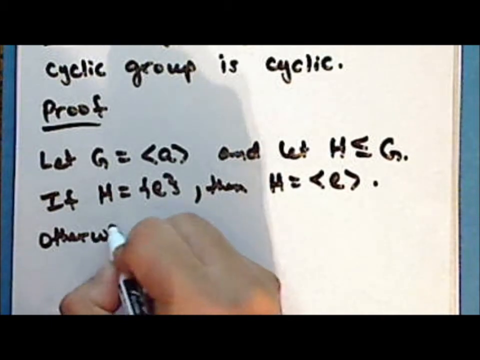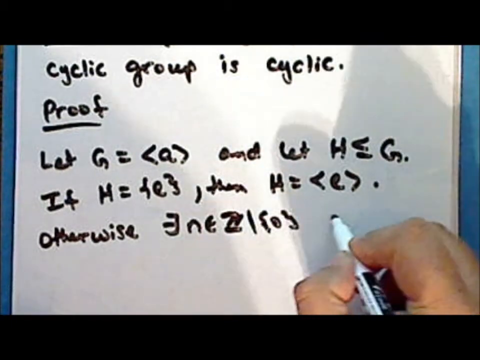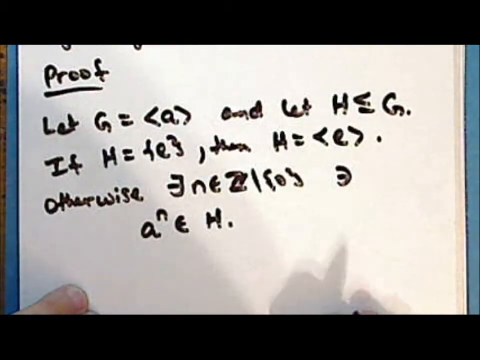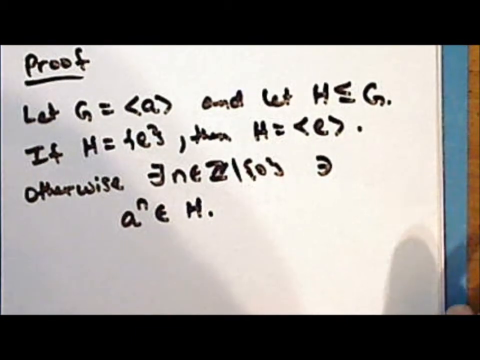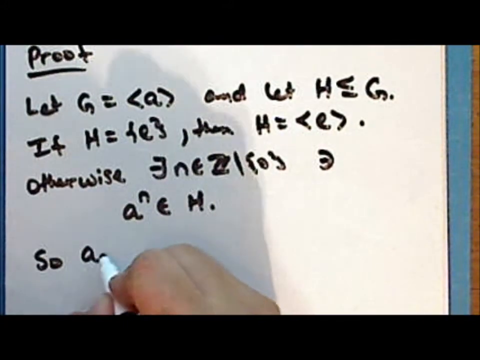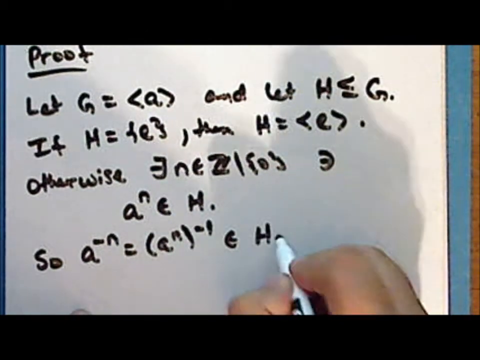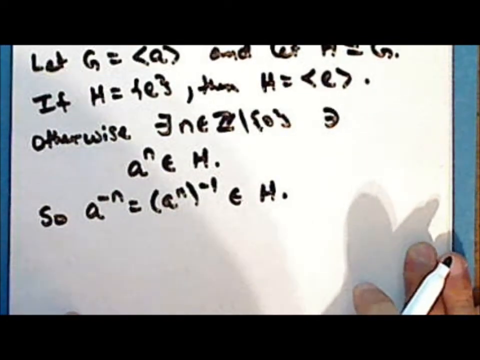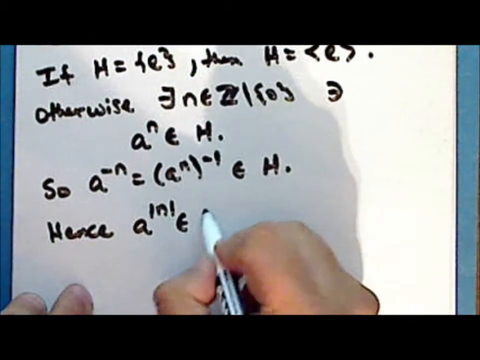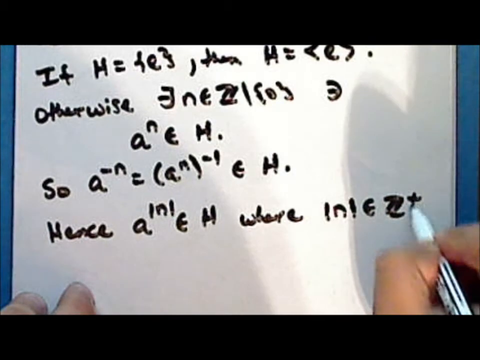Otherwise, there exists a non-zero integer n such that a to the power of n is an element in the set H. Now, as H is a group, given that this element is in the group, its inverse is also in the group, and so a to the power of negative n, which is the inverse of a to the power of n, is an element in the set H. And hence, a to the power of the absolute value of n is an element in the set H, where the absolute value of n is a positive integer.